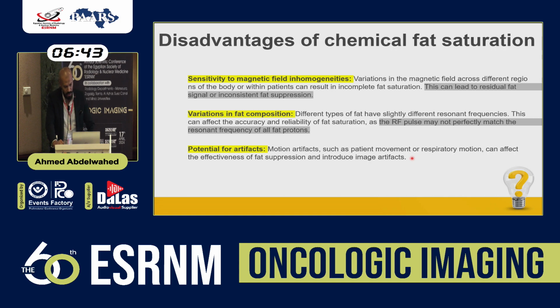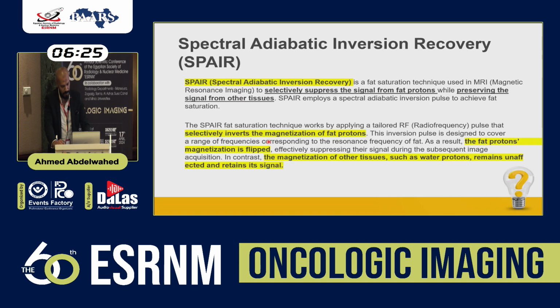What are the disadvantages of chemical shift? It's very sensitive to magnetic field inhomogeneity. This can lead to residual fat signal or inconsistent fat suppression. Also, with variation in fat composition, the RF pulse may not perfectly match the resonance frequency of all the fat protons. There is also the potential for artifacts like motion artifact.